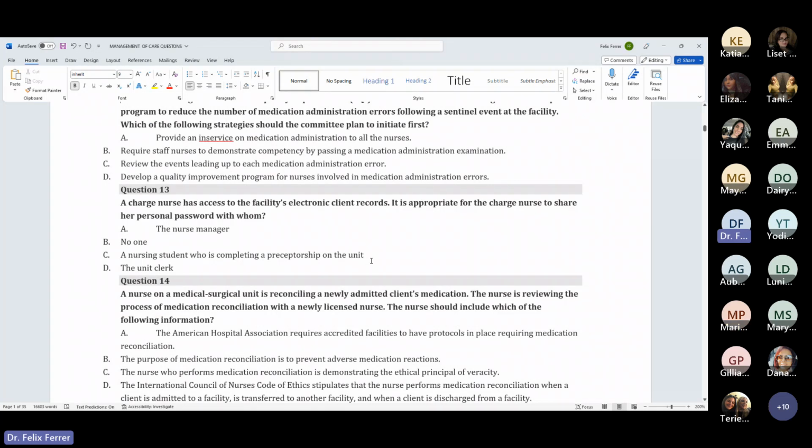Okay, and next, a charge nurse has access to the facility electronic client records. Is it appropriate for the charge nurse to share his personal password with him? B. No one.